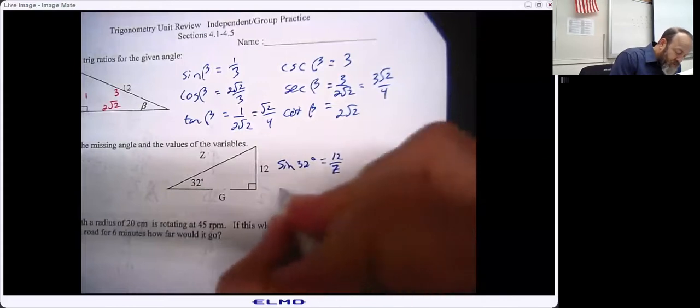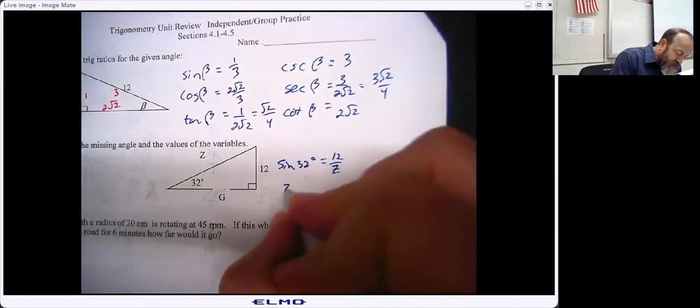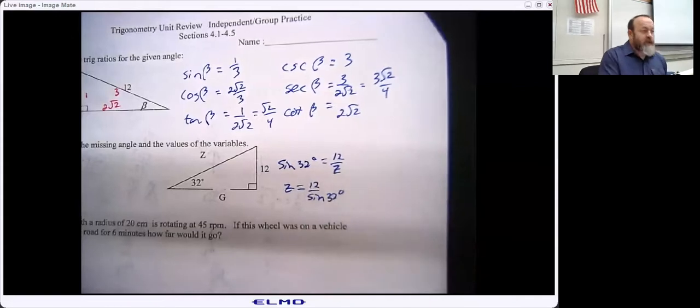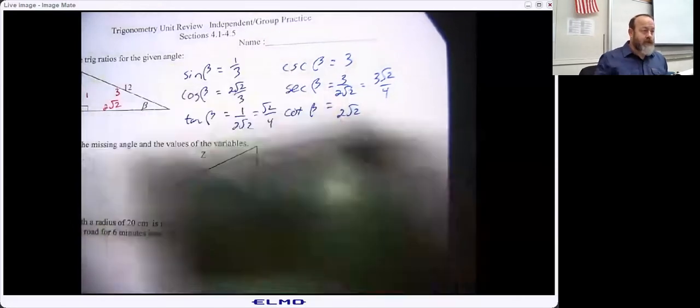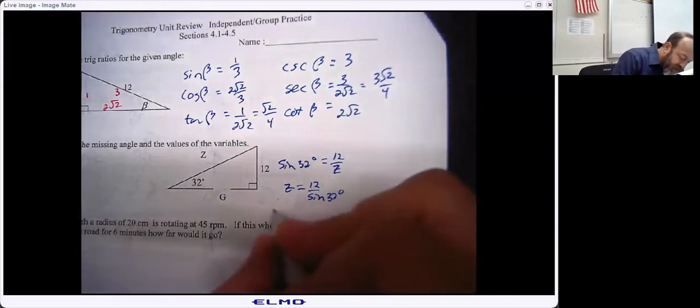So if I were to cross multiply, the z would be up here. z sine 32 is 12. So that makes z 12 over the sine of 32. That's going to be pretty fast and easy to do. 12 divided by the sine of 32 is going to be 22.645.